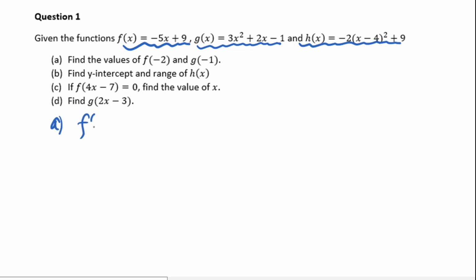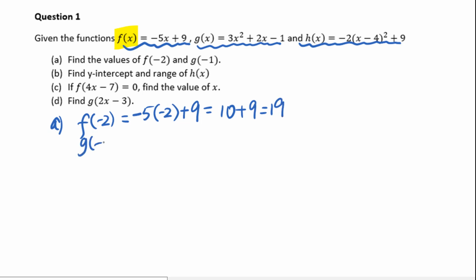So for f of negative 2, which means every single x will be changed into negative 2 in this f of x function. Therefore, you will get negative 5 times negative 2 plus 9. You will get 10 plus 9 equals 19.